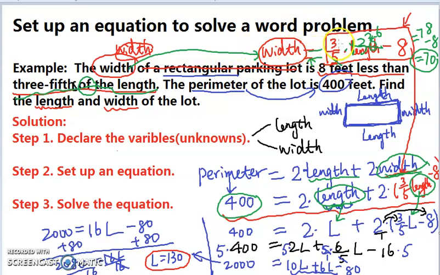Because width equals 3/5 times length, and length is 130, we plug in 130. After we multiply 3/5 and 130, we got 26 and we got 78, and 78 minus 8, that's 70. So in this way, we found out the length is 130 and the width is 70.